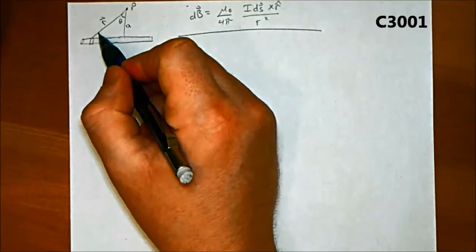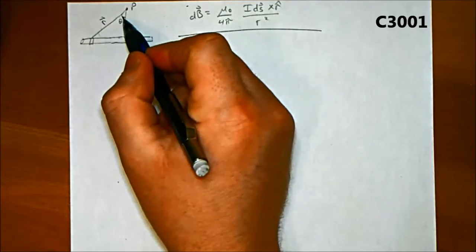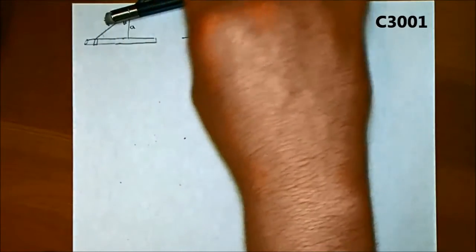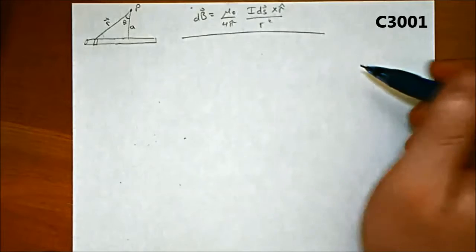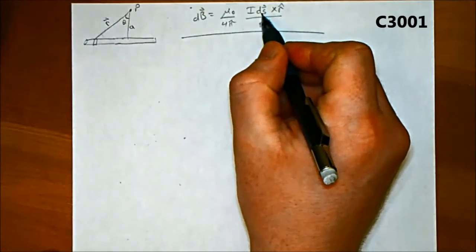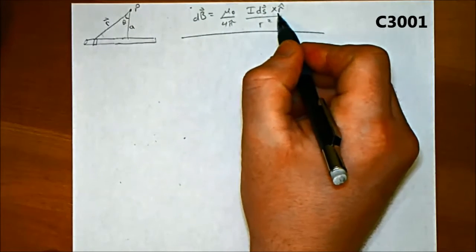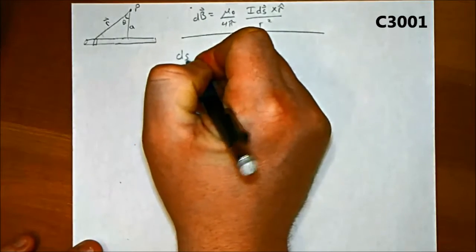Now you could use this angle here, but it just seems more intuitive to use this angle theta, and we're going to integrate from one side through 180 degrees all the way to the other side. So the most complicated part of this is the ds cross r. So why don't I look at that real quick first.